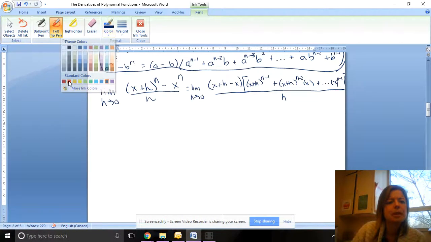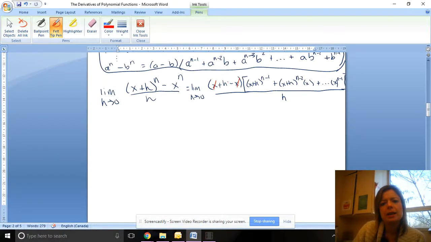I'll change the color. So the x minus the x cancels out. And then you have h times all this junk divided by h. So the h and the h now cancel out. So you're left with the limit as h approaches 0 of x plus h to the n minus 1 plus x plus h to the n minus 2 times x plus x plus h to the n minus 3 times x squared, right? And then all the way to x to the n minus 1.